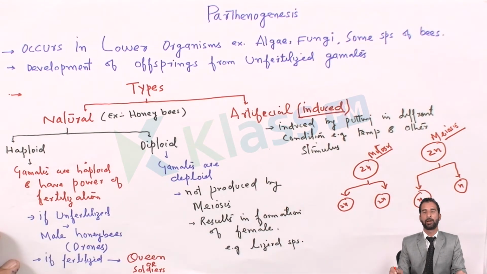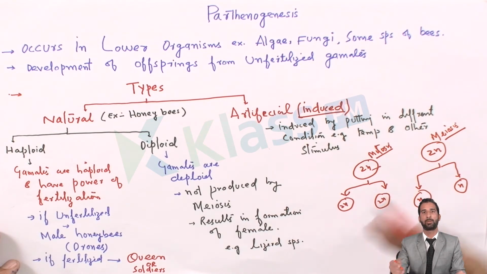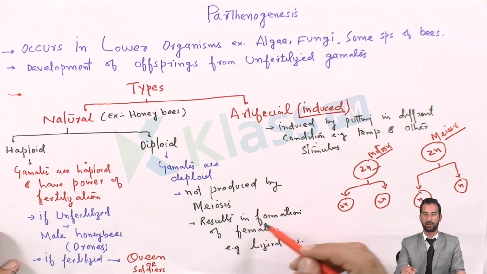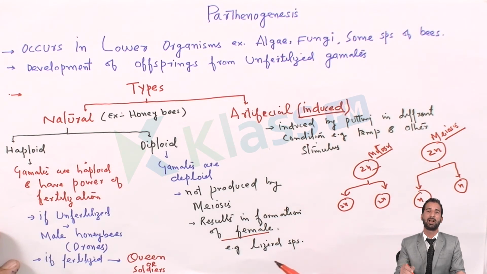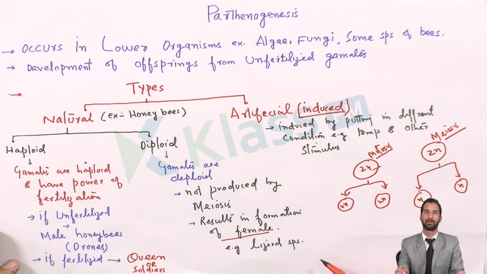In the case of diploid parthenogenesis, the gametes are diploid in nature, not haploid. It means that they do not undergo meiosis. They are formed simply as a result of mitosis. Diploid gametes cannot undergo fertilization, so they develop in the unfertilized state, and they result only in the formation of females. An example of diploid parthenogenesis is some species of lizards.